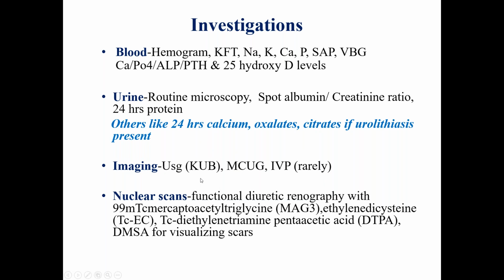And amongst the imaging, an ultrasound KUB plays a very important role in identifying any underlying structural abnormality, to identify conditions like posterior urethral valve and neurogenic bladder, an obstructed bladder, vesico-ureteric reflux. Micturating cystourethrogram is very useful. IVP or intravenous pyelogram, which used to be done in the earlier eras, has almost been replaced by nuclear scans. We hardly do an IVP to determine the renal function anymore, and most of the time we would end up doing a functional diuretic renography with the help of MAG3 or EC or a DTPA scan. Whereas a dimercaptosuccinic acid or a DMSA scan is primarily done for visualizing scars.